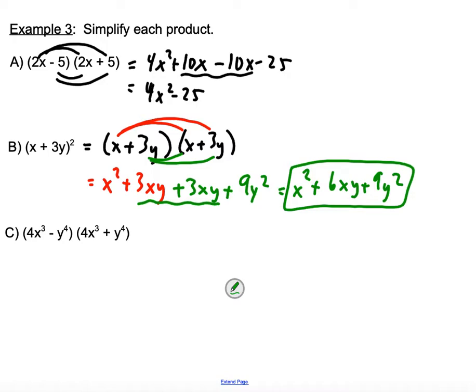All right, very similar with our last one here. They're already written out there for us, so we can just FOIL it out or use double distributive property. So distribute the 4x to the third through the second set of parentheses. So 4x to the third times 4x to the third is 16x to the sixth. You add the powers, so 3 plus 3, there's 6. And then 4x to the third times y to the fourth is 4x to the third y to the fourth.